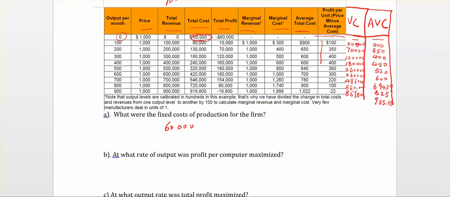Profit per computer keeps increasing, and then when we reach $400, it starts decreasing. So obviously $400 is the point when the profit per computer will be maximized. Corresponding to this $400 profit per unit, we found the output is equal to 400 per month. So at what rate? That is 400 computers.